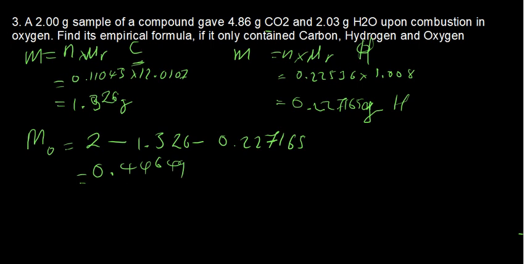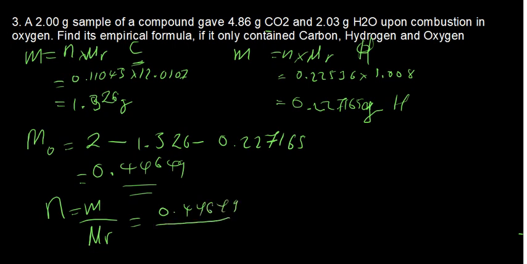So what are the moles of oxygen present in this mass? Remember, number of moles is mass over molar mass. So the mass is 0.44649, the molar mass is 15.9994. So we divide by 15.9994, and that is giving us 0.0279 moles of oxygen.